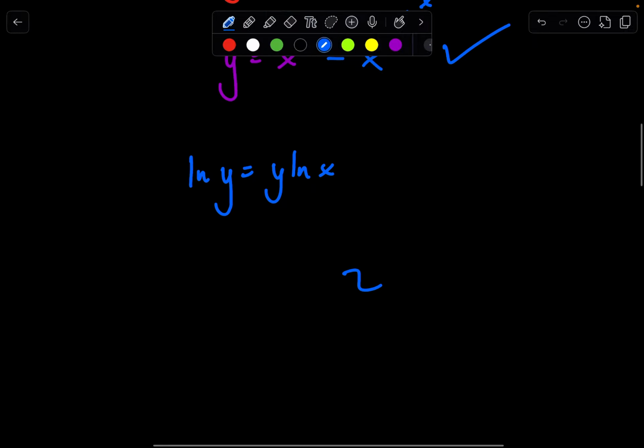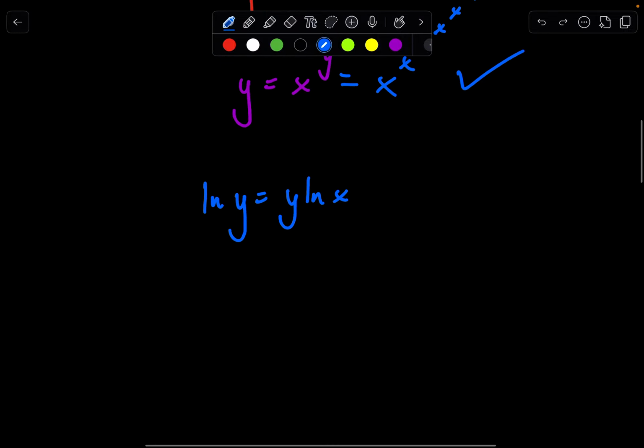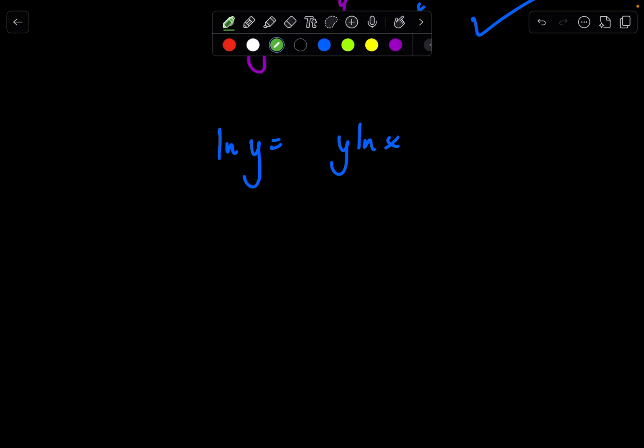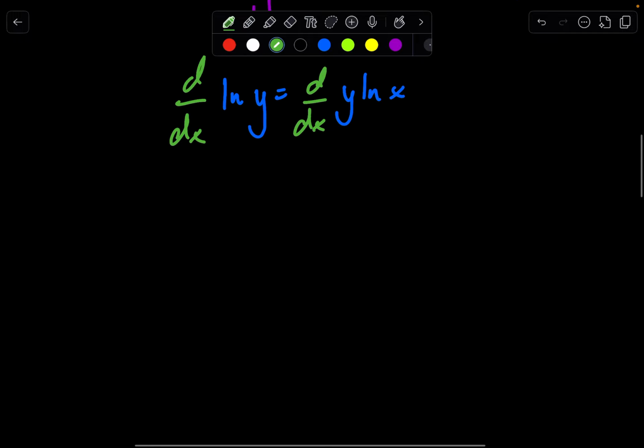You can check out my video on x to the x to see another example of where I do that. But yeah, so now we can differentiate on both sides, and by doing so, I'll simply move this here. We'll use green now. d/dx of ln of y is equal to d/dx of y ln of x. So we can simply differentiate using implicit differentiation.